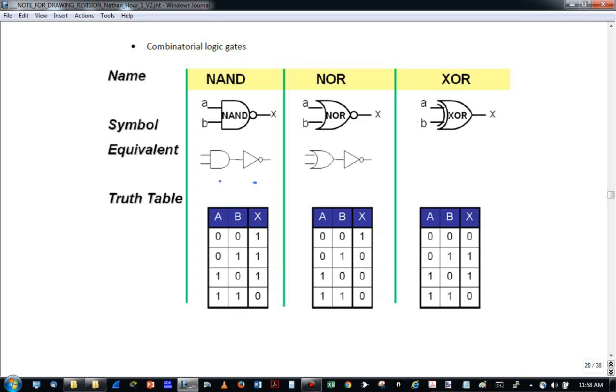XOR. XOR is the odd one out. It's the only one that looks like this: 0, 1, 1, 0. So there's 2 1s in the middle. Typically the other patterns have one 1, or 3 1s. And so that's one easy way to remember it. Another way to remember it is that if the inputs are the same for XOR, you get a 0. If the inputs are different, then you get a 1.